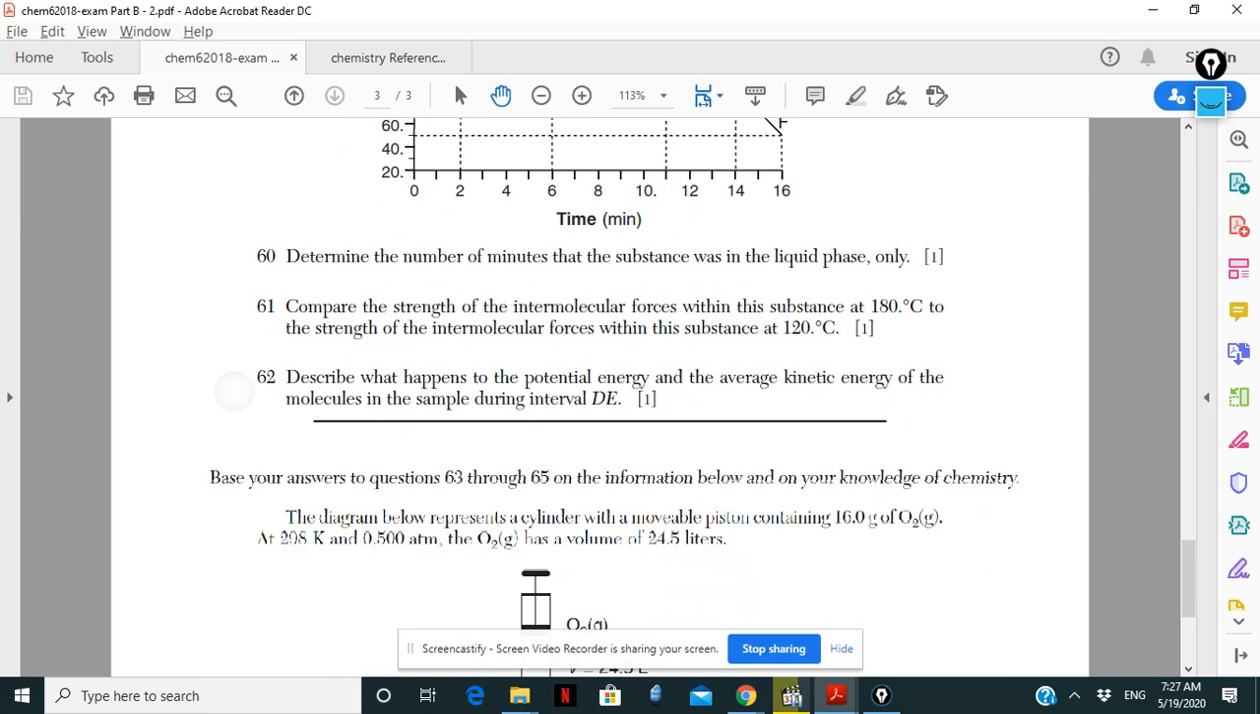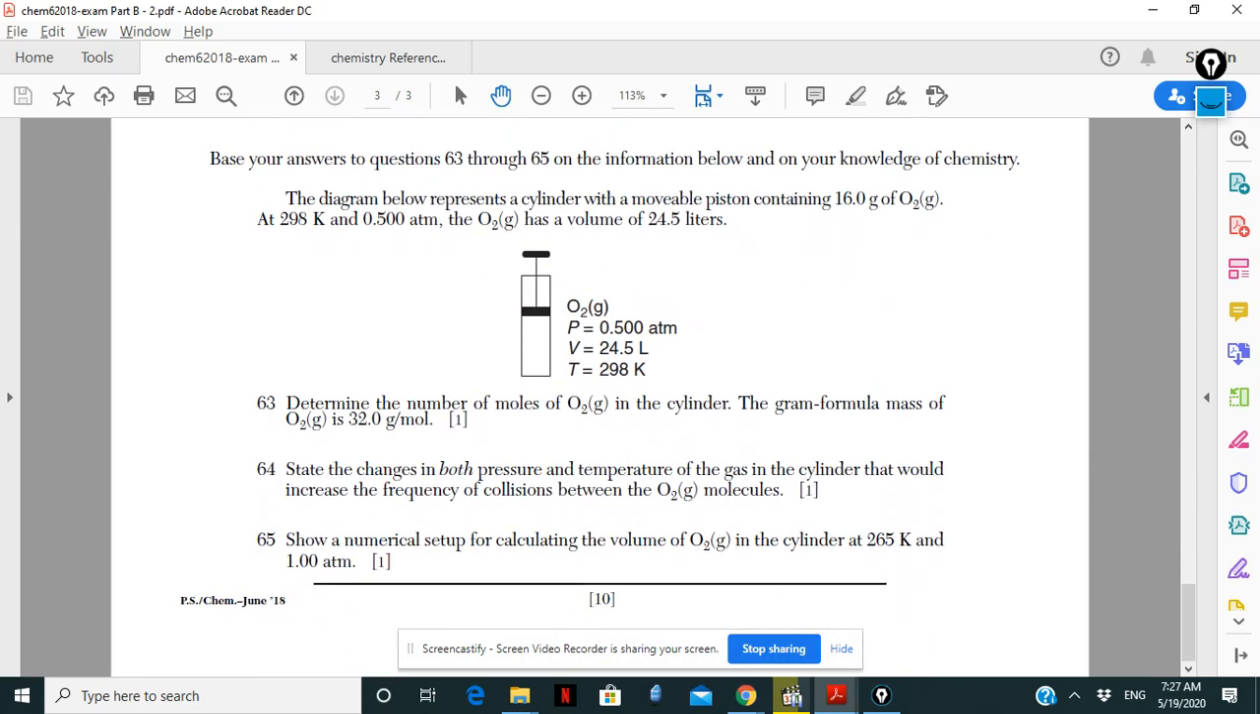Okay. Question number 65, giving me some information. The diagram represents a cylinder with a movable piston containing 16 grams of oxygen at 297 K and 1 atmosphere. The oxygen has a volume of 24.5 liters. Determine the number of moles in the cylinder.